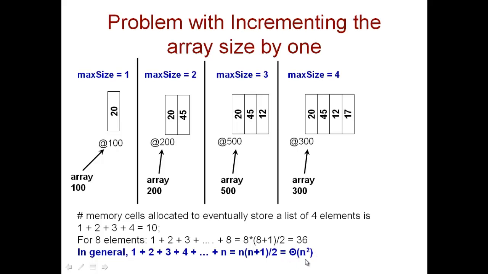And I want to write a tight bound, so I use the theta notation and say this is theta of n square. So what you should basically know is, if you increment the size of the array by 1, you will be allocating theta of n square memory cells to store your elements. And that's also the time complexity for the copy operations, because these are the number of copy operations you will do, copying from the previous cell to the new cell and so on.